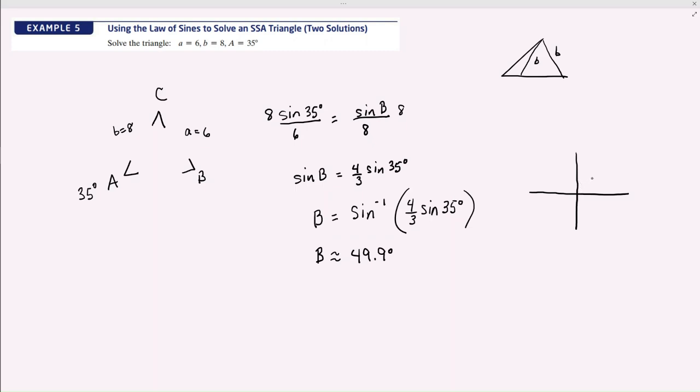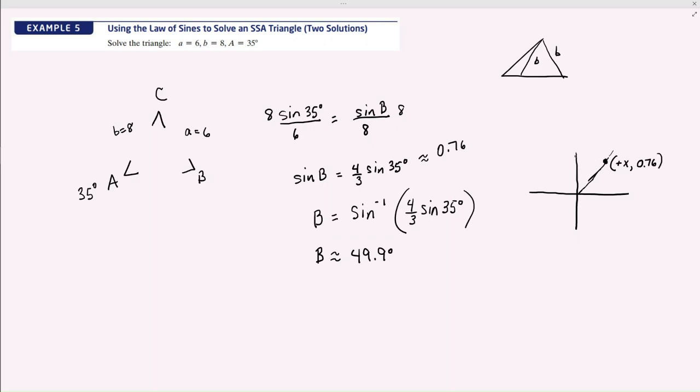So the angle 49.9 degrees is a little bit more than 45, so I'll just try and sketch it in here a little bit. So let's say that's the point on the unit circle. So it's some positive x value that we don't care about, but the sine comes from y. And if we calculate 4/3 sine of 35 degrees, we get about 0.76. Okay, so for the y, because that's what the sine turns out to be, we got 0.76.